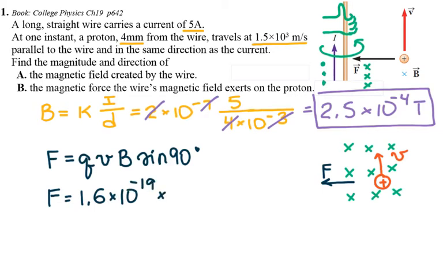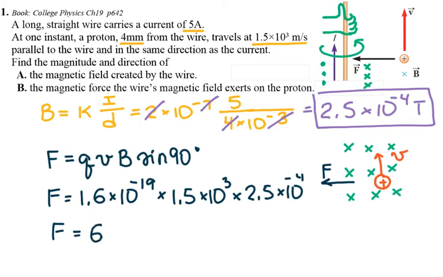It's usually given for you on the AP exam. The velocity is 1.5 × 10^3. And we calculated that the magnetic field is 2.5 × 10^-4. And sine of 90 degrees is 1. So now if I plug in all these numbers, I should get something like 6 × 10^-20 newtons, and the direction is left.